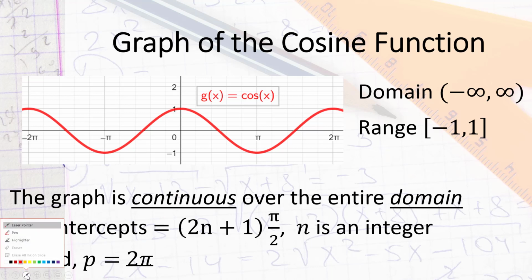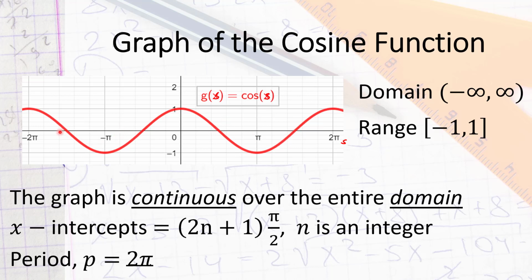So let's make this, since we're dealing with arc length, let's just call this s, and we'll call the argument s for lack of a better term. But once again, the domain is the entire real line. The range is limited between -1 and 1, with -1 and 1 inclusive. It is continuous over the entire domain. The primary difference here is the x-intercepts. Now, the x-intercepts occur at the half pi angles.